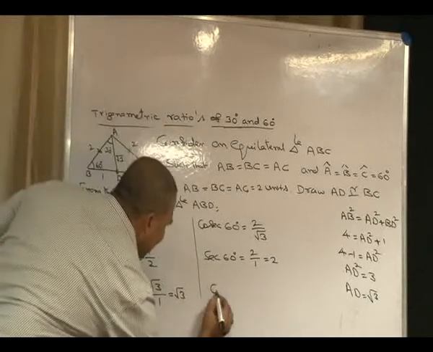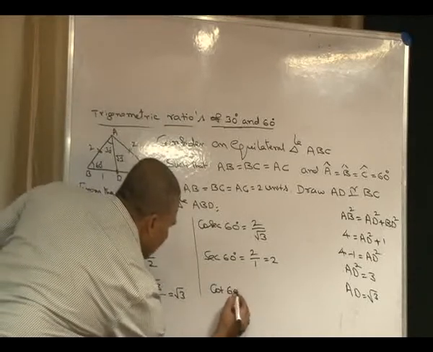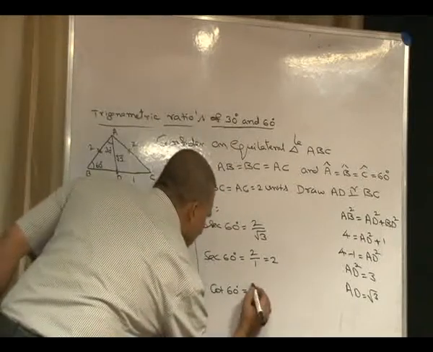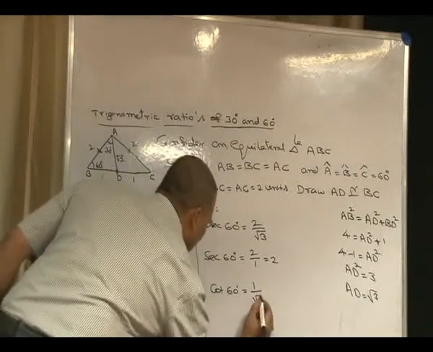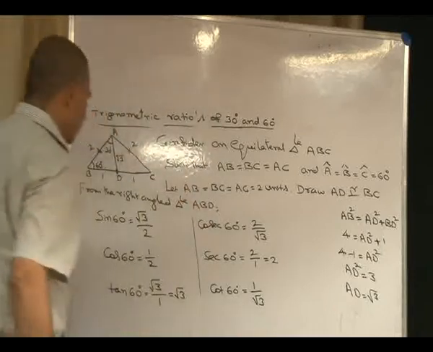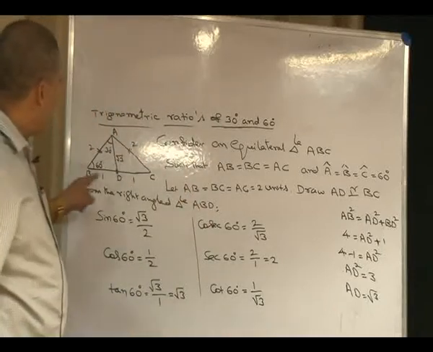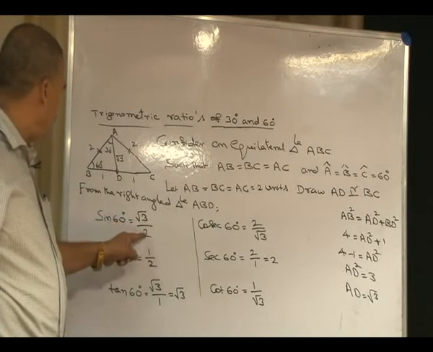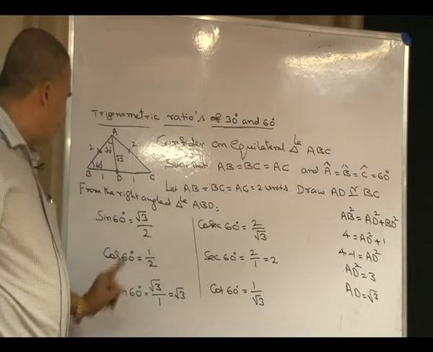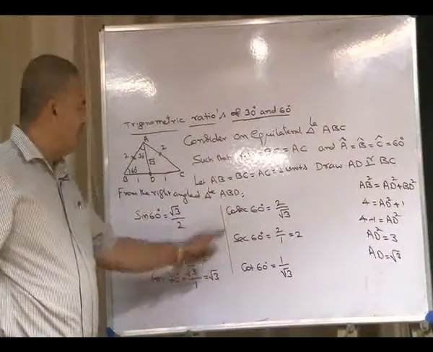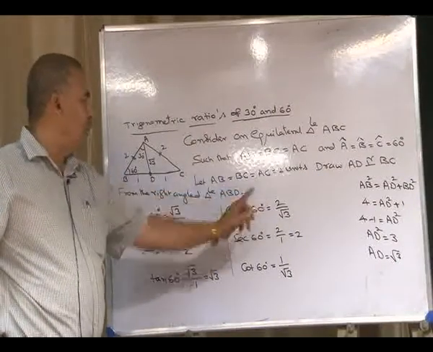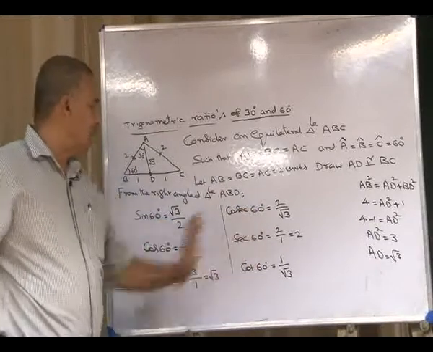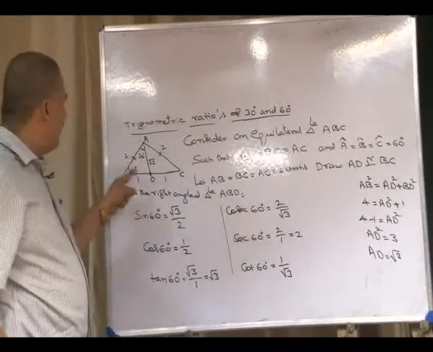Cot 60 degrees is equal to adjacent side by opposite side, that is 1 over root 3. From the right angle triangle ABD, sin 60 degrees is root 3 by 2, cos 60 is 1 over 2, tan 60 is root 3, cosecant 60 is 2 by root 3, secant 60 is 2, cot 60 is 1 over root 3, when angle ABD is 60 degrees.